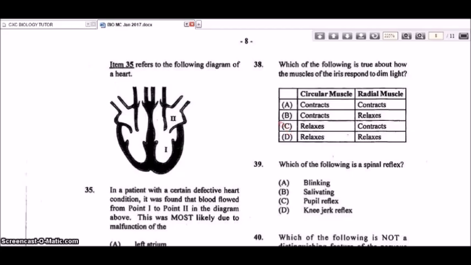So the correct answer is C. So when one muscle is relaxing, the other one is contracting.